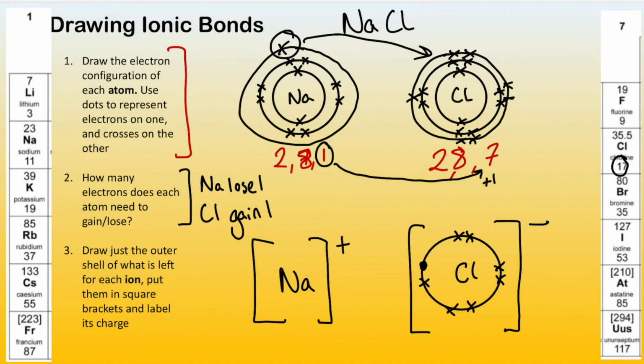In the actual ionic bond, we don't need to draw that revealed layer of electrons. We just need to draw the square brackets for the sodium and give it its charge, which is positive, and for the chlorine we need to draw the outer shell as it is now, which is with its original electrons, as well as this gained electron from the sodium. We put it in square brackets and we give it its charge as well.